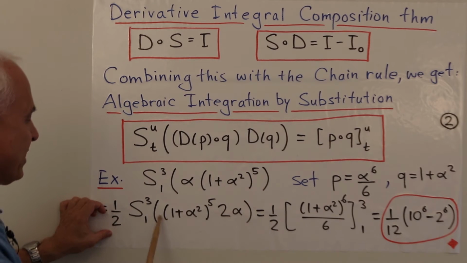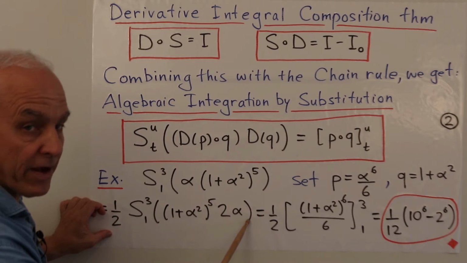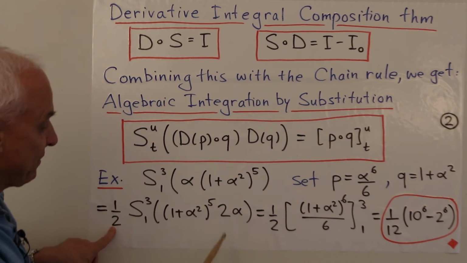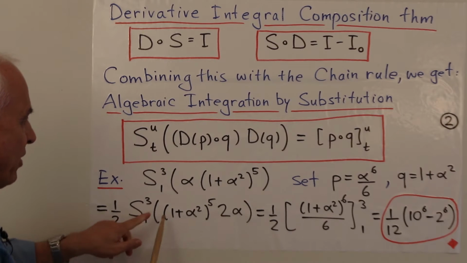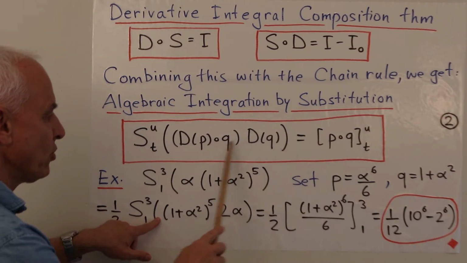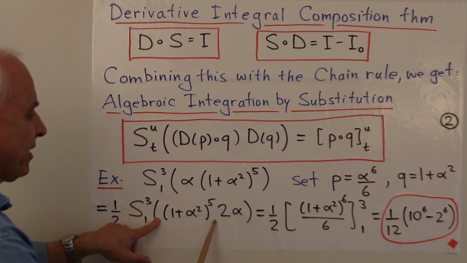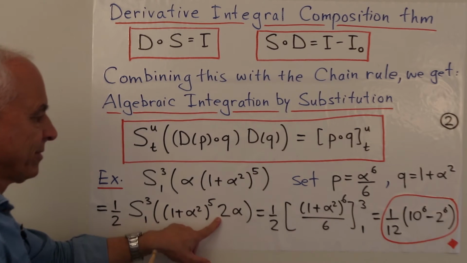So we'll rewrite it as the integral from 1 to 3 of (1 plus alpha squared) to the 5th times 2 alpha, and we'll multiply by a half here to compensate for that 2 that we've introduced. Okay. So now we really have this thing here is the derivative of p composed with q. That's exactly what that is. And this term here is the derivative of q.